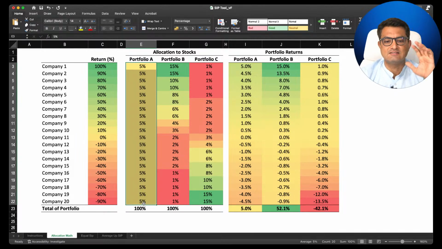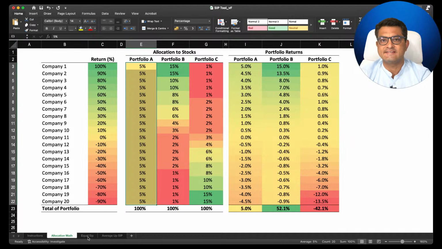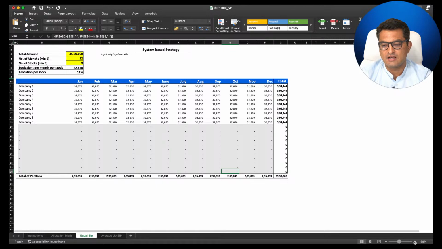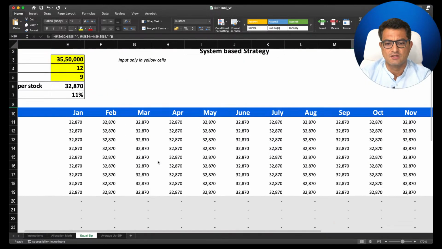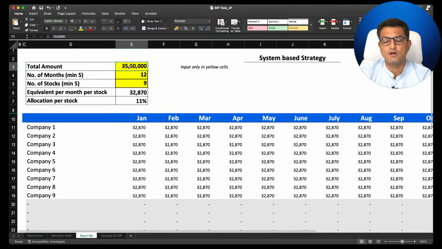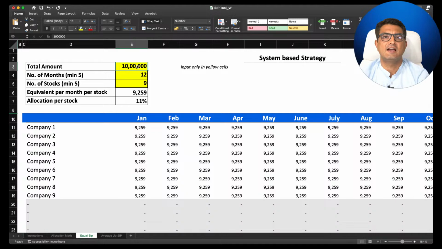Now, this is scenario A, how to build the portfolio. This is the equal SIP scenario. For that, we have created an equal SIP calculator, which can be pretty useful for everyone. All the cells which are yellow are what you need to fill in. Say, for example, you want to create a portfolio of 10 lakh rupees.